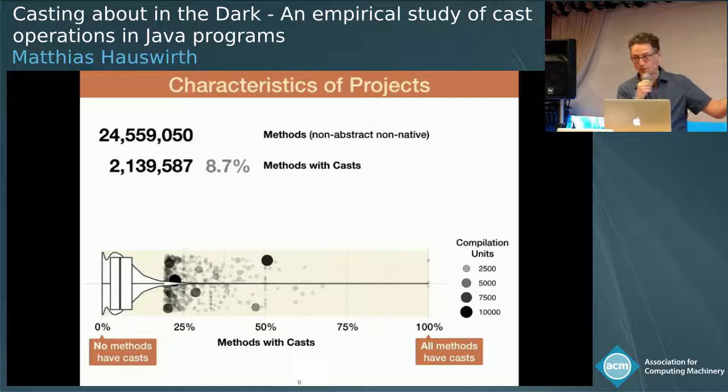But we didn't just look at those tiny projects. We have projects that go up to 10,000 compilation units, so classes. So the distribution contains all kinds of projects. The bulk of the values of the projects are in the spread of this box there. So half of the projects sit between 3% and 9% of methods containing casts.